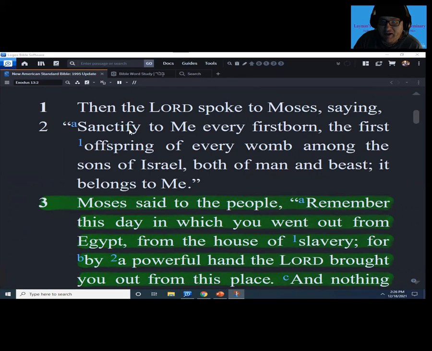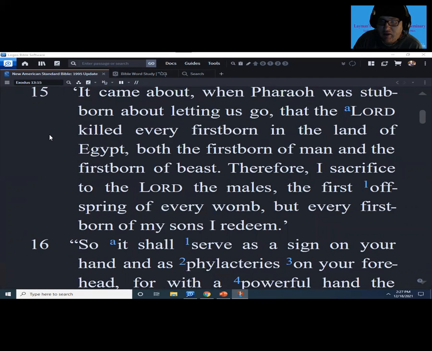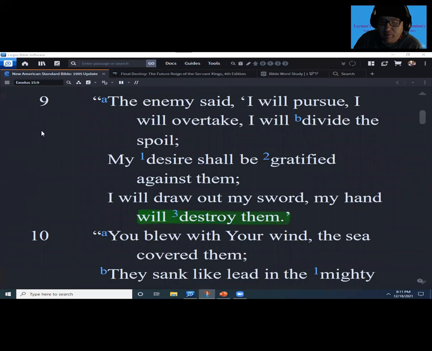The command is to sanctify to me every firstborn. So the firstborn from every womb. And then the firstborn of man, it's mentioning there. The people won't let him go. But every firstborn of my sons I redeem. So there's that idea related to that.